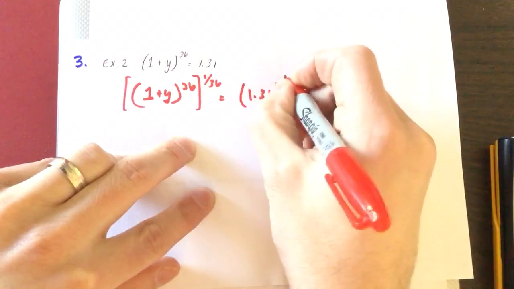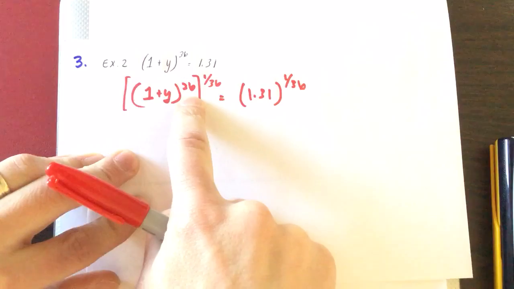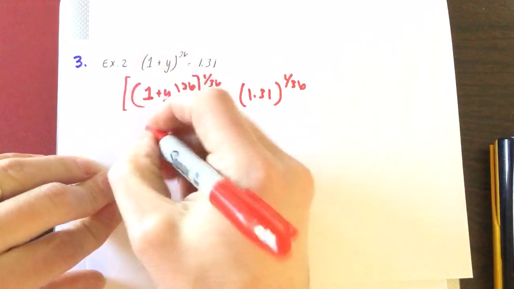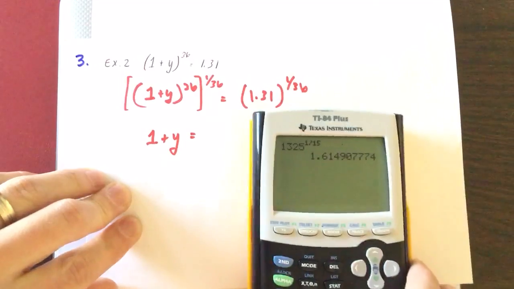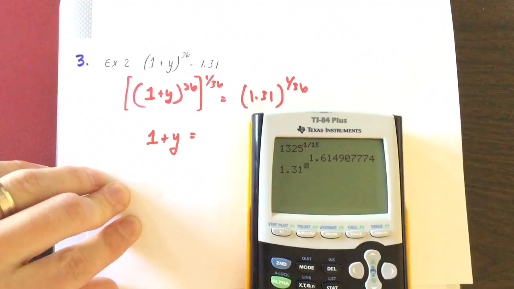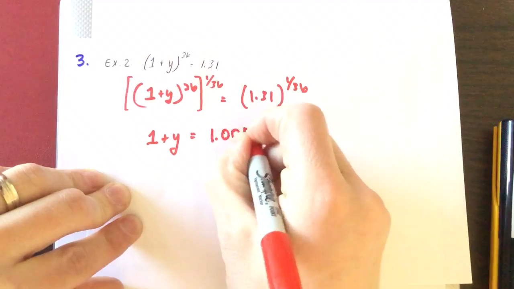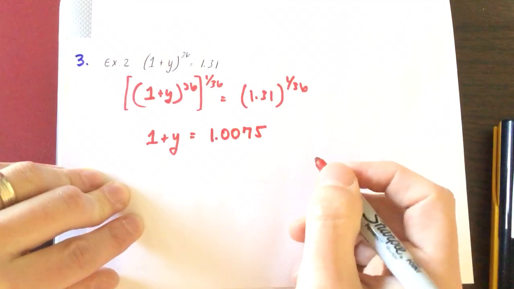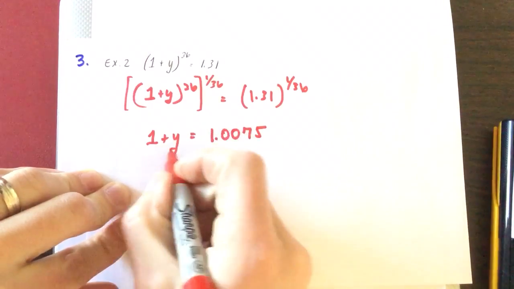1.31 to the 1 over 36. I can pop that in the calculator, get something. On the left side, 36 exponent to 1 over 36 exponents. Multiply 36 times 1 over 36 cancels. That would leave us with just 1 plus y. On the right side, .0075. Order of operations, work from the outside in. We've got the outermost piece, get rid of the innermost, subtract 1.